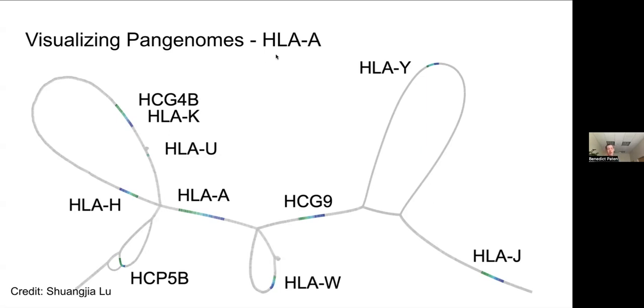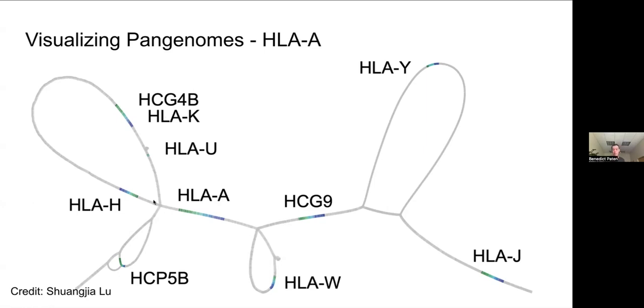So here I'm just showing you HLA-A. So this is obviously part of the major histocompatibility complex. And this is just showing you this locus that contains HLA-A and a bunch of paralogs of HLA-A, right? That are sort of duplication copies of each other. And you can see this is the overall structure of the graph, and it looks a very long way from being linear.